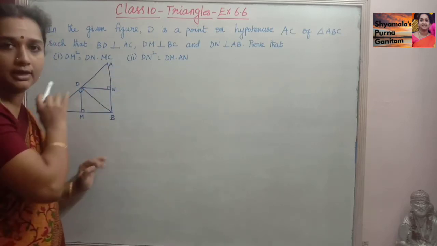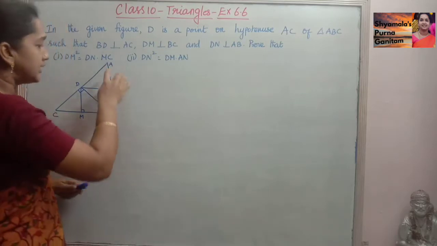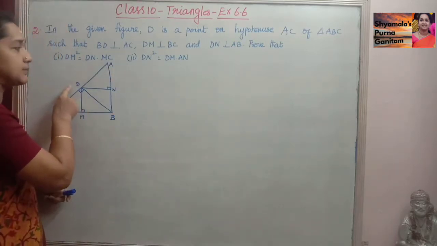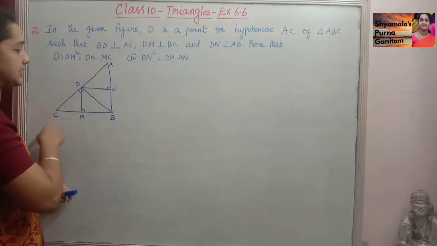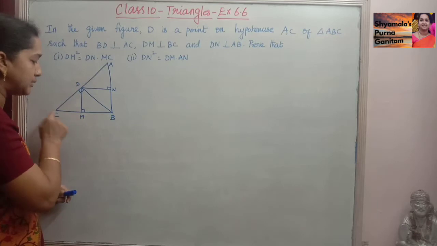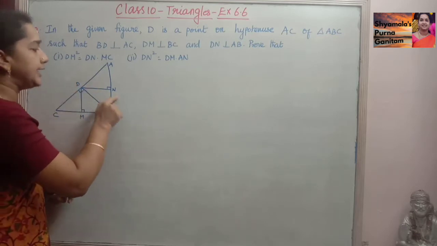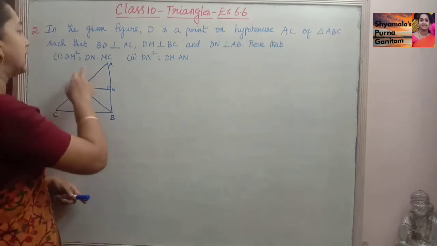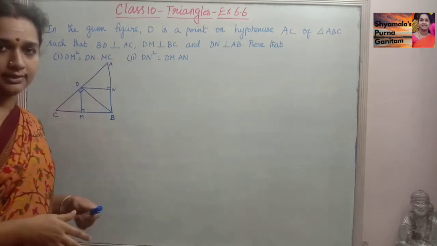perpendicular to AB. So these are the information given, that is ABC is a right angled triangle, right angled at B, D is a point on the hypotenuse AC and BD is perpendicular to AC, DM is perpendicular to BC, DN is perpendicular to AB. So these are all the information given and we are asked to prove two things.